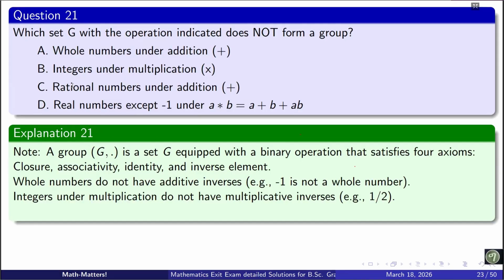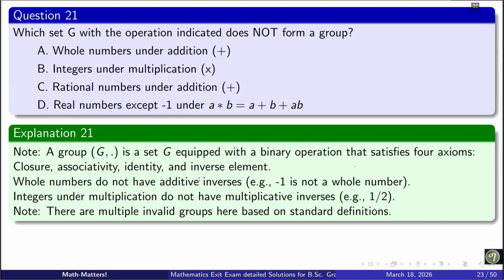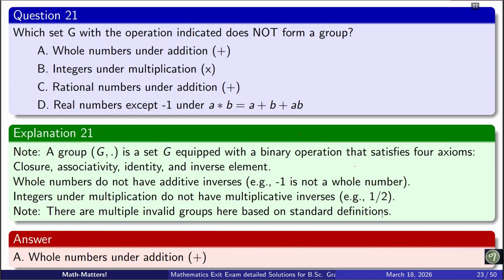Integers under multiplication. Integers under multiplication do not have a multiplicative inverse. For example, the multiplicative inverse of 2 is 1/2, but 1/2 is not an integer. And then there are multiple invalid groups here based on the standard definitions. So anyways, the answer is whole numbers under addition, or even we can take this one, that is integers under multiplication.